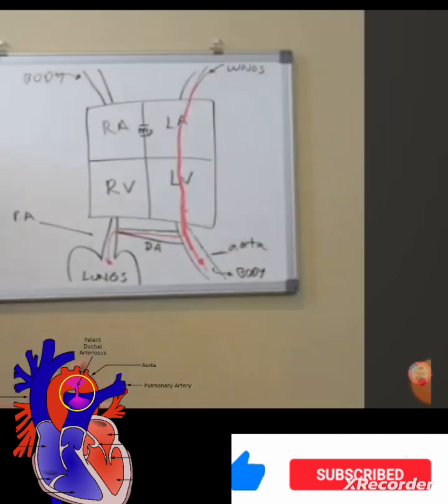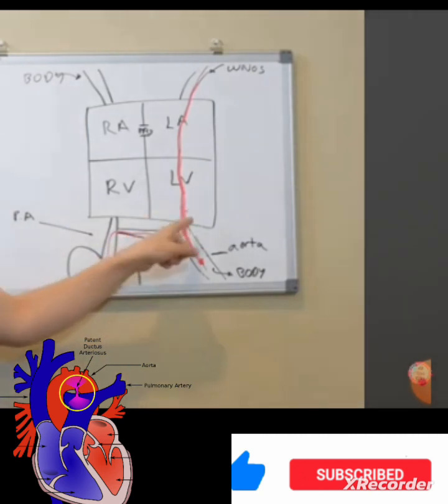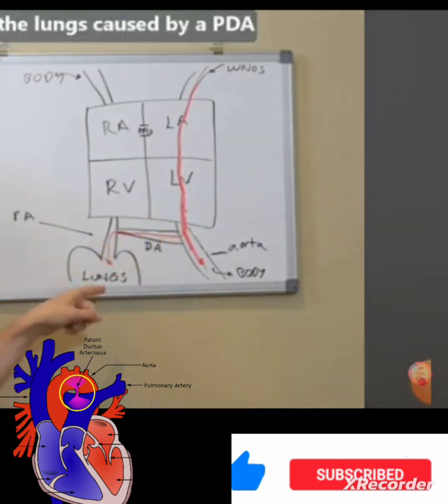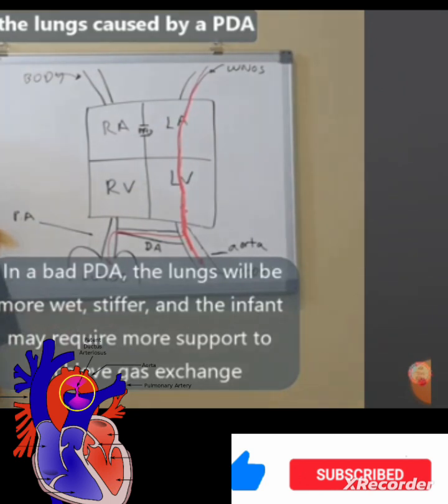Let's talk about the different sets of signs and symptoms. So let's start with the lungs. Like we said, there is too much blood now going towards the lungs. So the lungs, as you know, are kind of like this spongy material. And as you can imagine, the more wet they get, the harder it is to open up and the less good they are at exchanging gases. So if you do have a bad PDA, then those lungs will be wetter, probably stiffer, and you'll probably need a higher support to just get the gas exchange that you need.